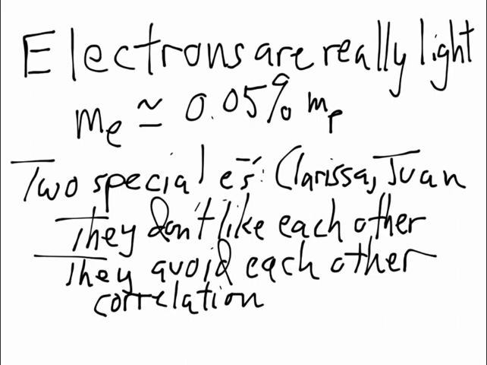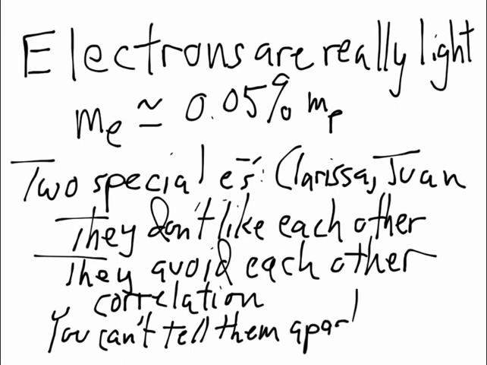Then finally, sadly, we're going to learn that actually you can't tell the difference between Clarissa and Juan. We can't tell which is which. And oddly enough, the fact that we can't tell them apart turns out to be incredibly important and has everything to do with the fundamental nature of the way the universe exists, just because you can't tell Clarissa from Juan.